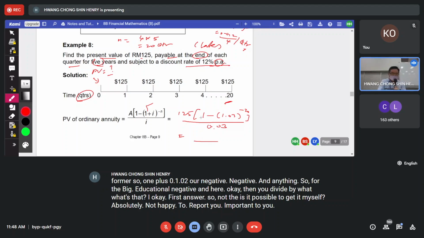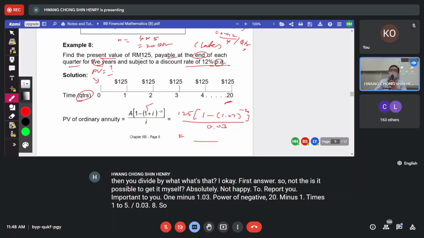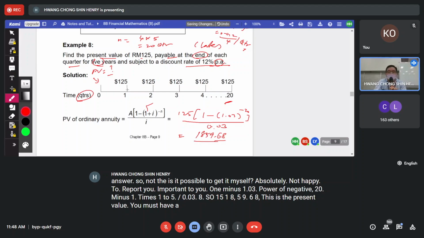Make sure you all have this calculator. 1 minus 1.03 power of negative 20, minus 1, times 125 divided by 0.03. So 1859, right? 1859.68. This is the present value you must have if the payment you receive is based on the late annuities.